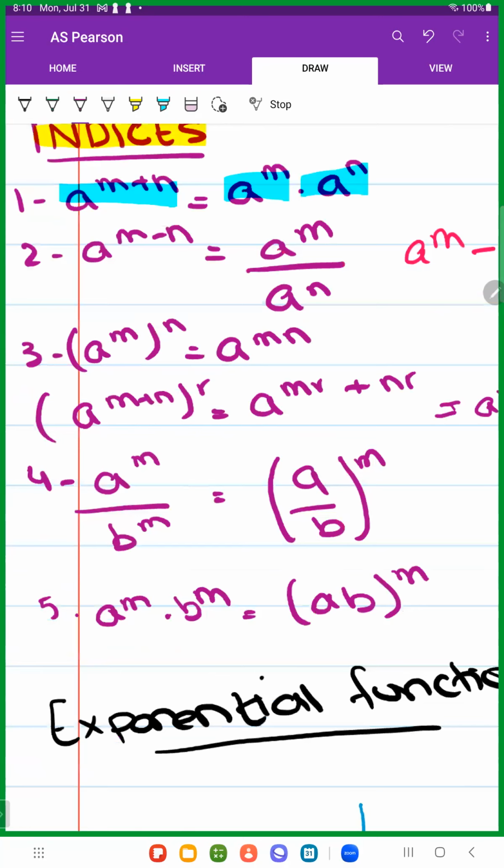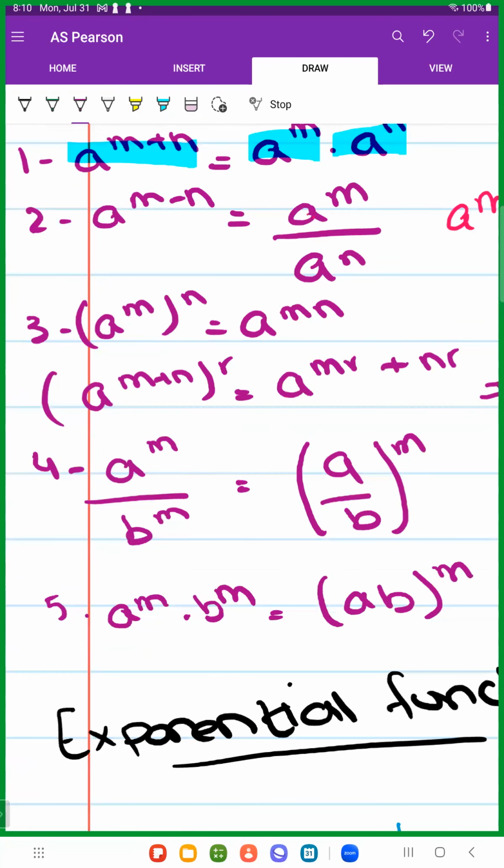Then you have a to the power m upon b to the power m. So you can take the power common, which becomes a upon b, whole to the power m. Then you have a^m into b^m. The bases are different now, so what you can do is multiply the bases and take the power common.